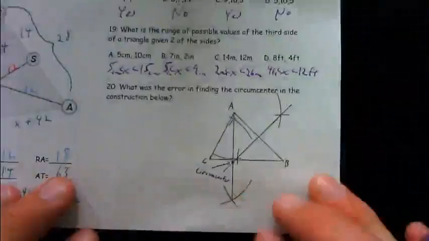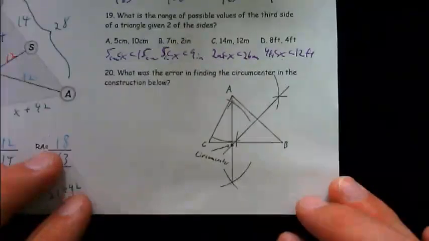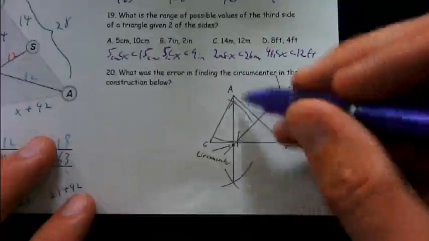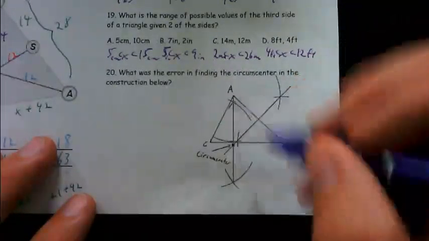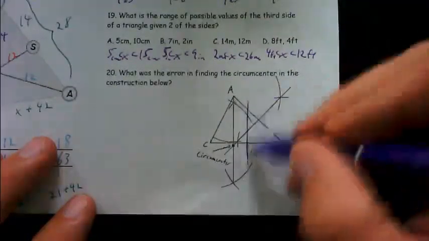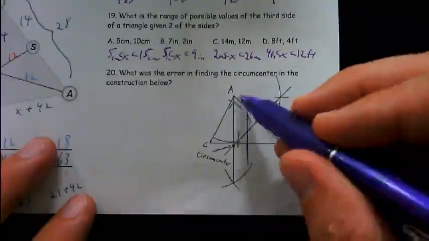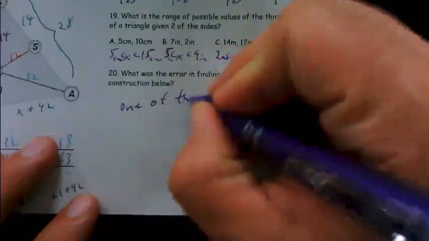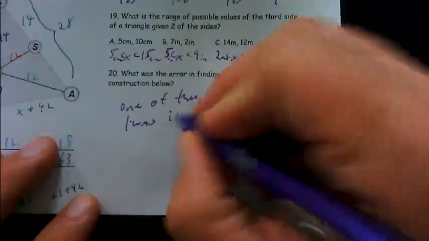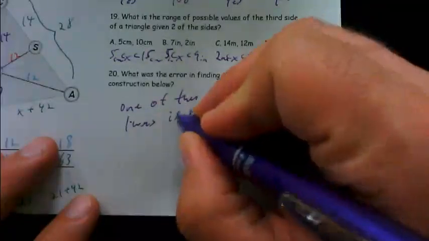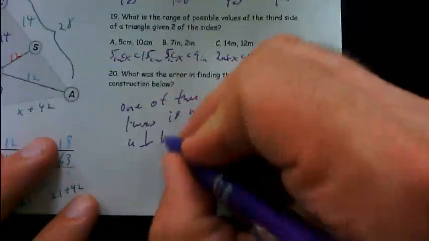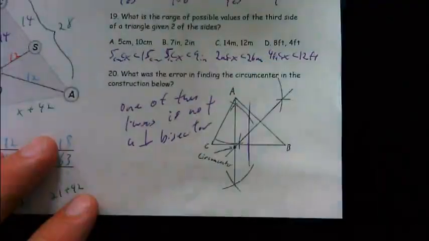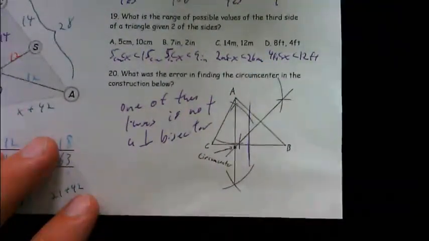That's it. On 20, what is the error here? Well, this is not a perpendicular bisector. Perpendicular bisector should have been somewhere over here. So when we did these arcs, the setting must have changed. So this one is in the wrong place. So one of the lines is not a perpendicular bisector. All right, and that's it for that review.